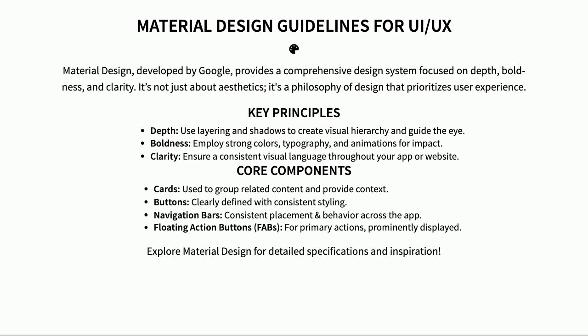Okay, let's dive into material design. It's Google's design system, and it's all about creating a really engaging user experience. The core ideas are depth, using layers to guide the eyes through strong colors and animations, and most importantly, clarity, making sure everything feels consistent throughout your app or website. Material design focuses on key components like cards for grouping information, clear buttons, consistent navigation bars, and even those prominent floating action buttons you see in many apps. If you want to learn more about the specifics, definitely check out Material Design's official website. It's packed with great resources.